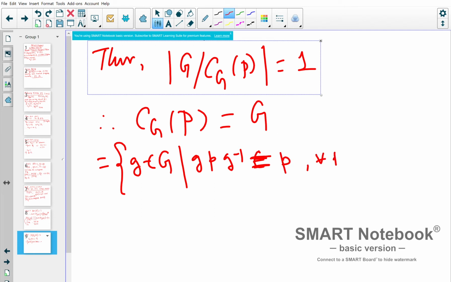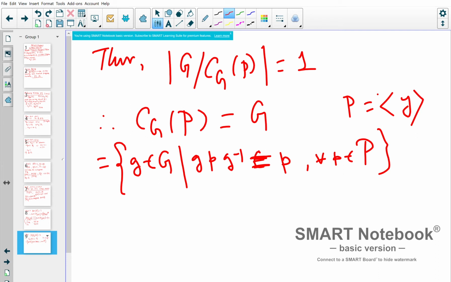For all p belongs to P, for every p belongs to P, right? So this is the meaning of centralizer. So the centralizer of P, what does it do? So P is a cyclic group. What is given to me? It is given that P is a cyclic group denoted by y, right? So for every such element of P, the centralizer is the whole thing. Now centralizer equal to the full group G means what?